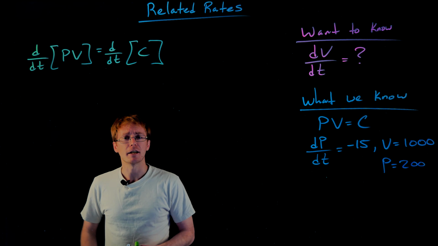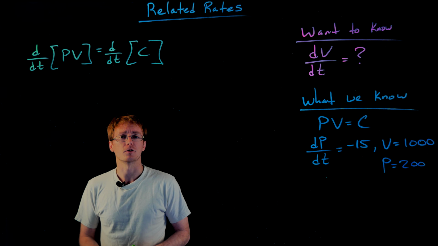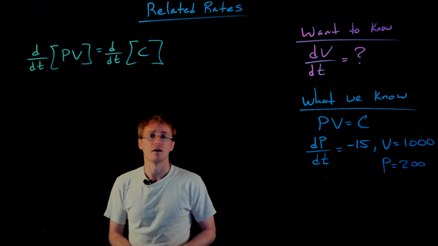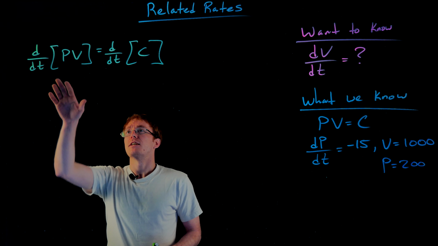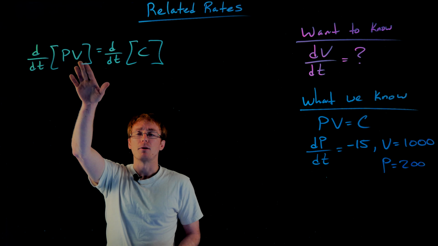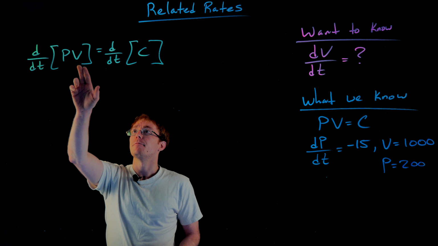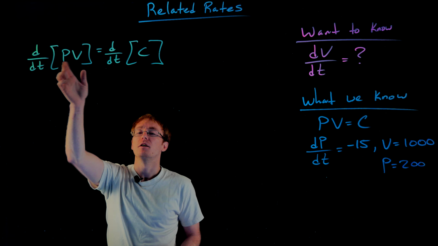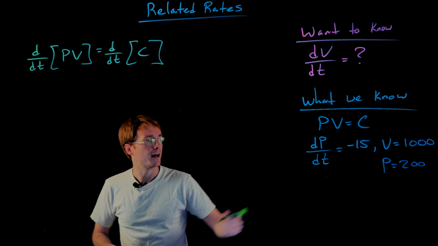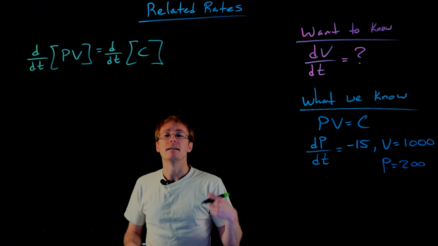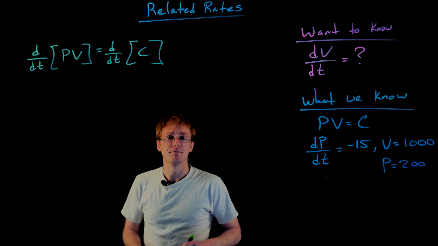So we're going to have to use our chain rule as well as our product rule to help us find the derivative of the left-hand side. So remember, the product rule says you have to take the derivative of the first function, multiply it by the second, and then add to that the derivative of the second function multiplied by the first. And here our derivatives are going to be with respect to time. They're going to give us those quantities like dP/dt and dV/dt.